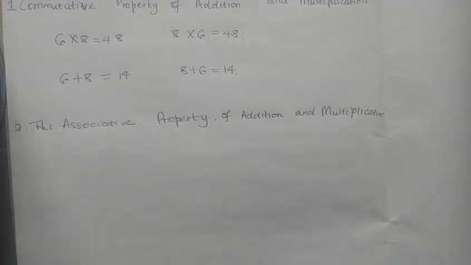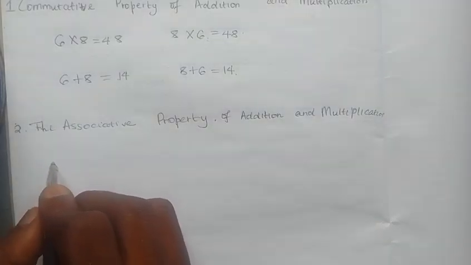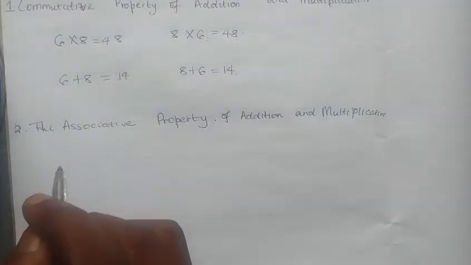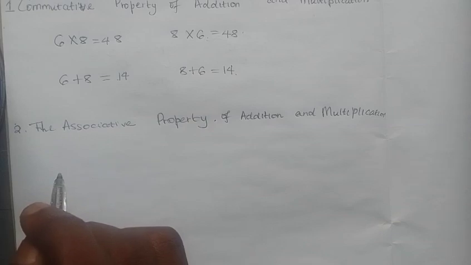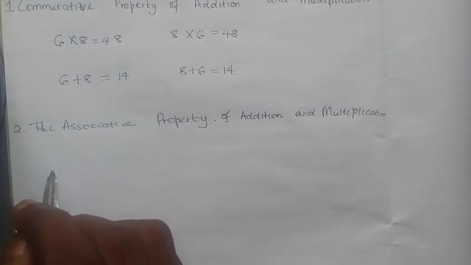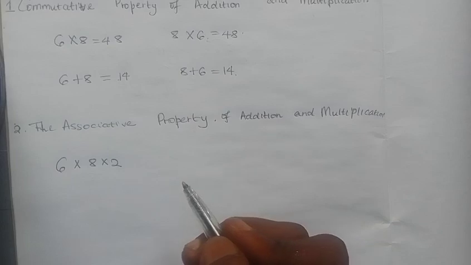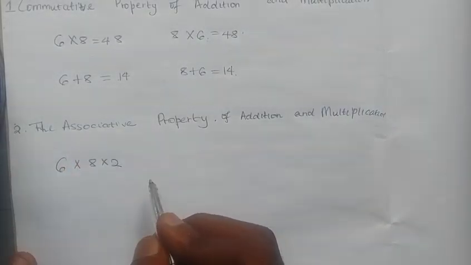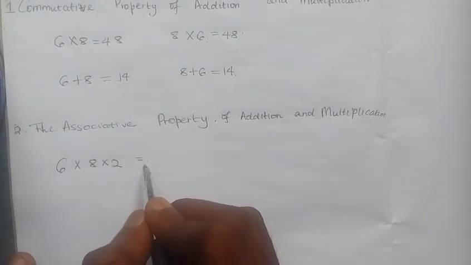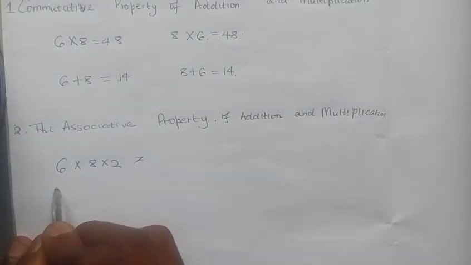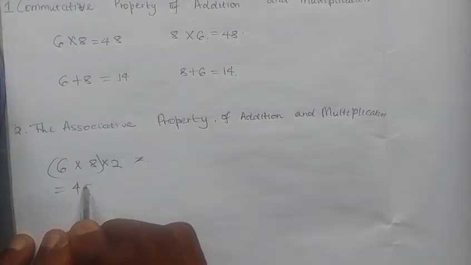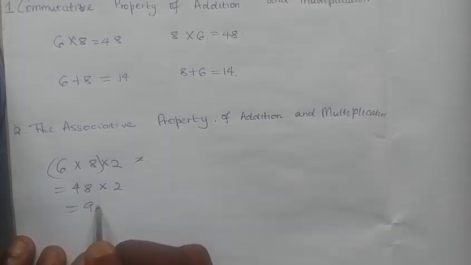So if we are given 3 or more numbers and they have to be multiplied, it does not matter which 2 of the numbers are multiplied first. My friends, we call that the associative property of multiplication, and we also say multiplication is associative in that manner. So say I have 6 times 8 times 2. This will give me 6 times 8, which is 48, times 2, which is equal to 96.